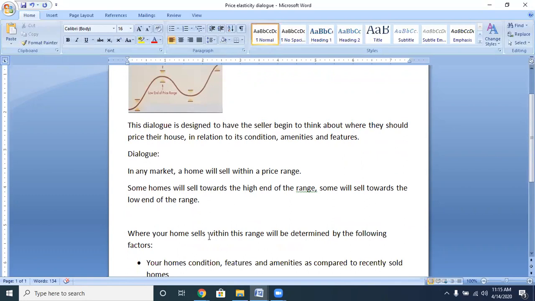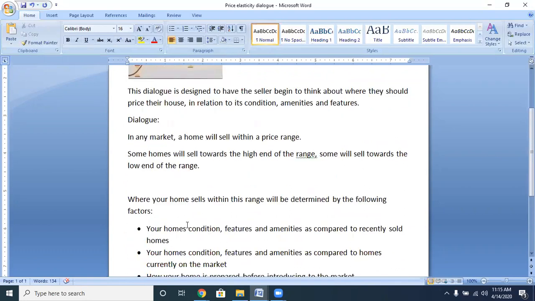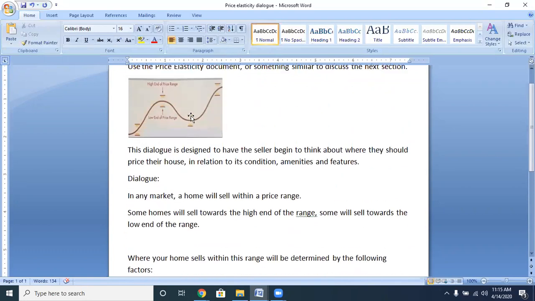So if there are houses that are in better condition and updated than theirs that are selling towards the higher end of the market, we want them to see that, because they're going to want to price it somewhere in here. A lot of sellers, when you first talk to them, think their house is really in good shape and should sell for top dollar. But we want to compare it to other homes.